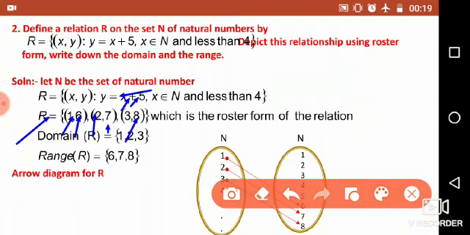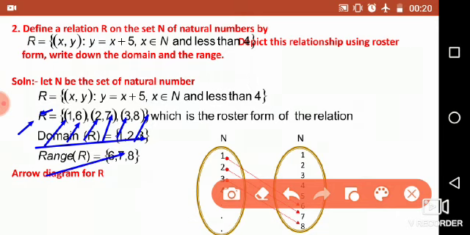If x is 4, I can't take x as 4 because we have the condition there. X is less than 4. Therefore, I cannot take the values of x as 4, 5, 6 and so on. Only the values of x up to 3. Therefore, the relation containing the ordered pairs (1,6), (2,7), (3,8) is the roster form of the relation. In this case, the domain of the relation is 1, 2 and 3. The first element in each ordered pair of the given relation R is called the domain of the relation. And the image, the second element of each ordered pair in the given relation, is called the range of the relation.